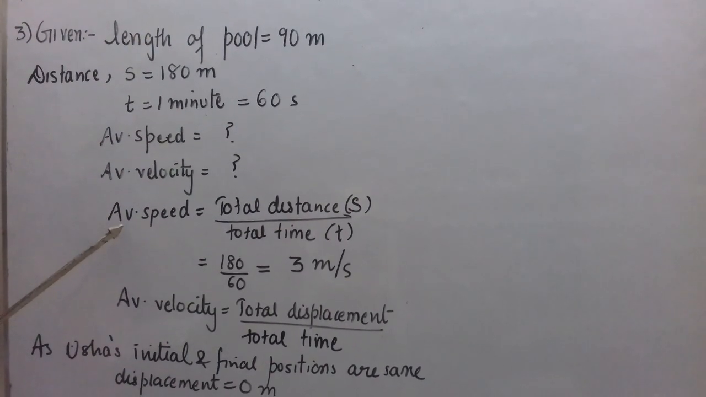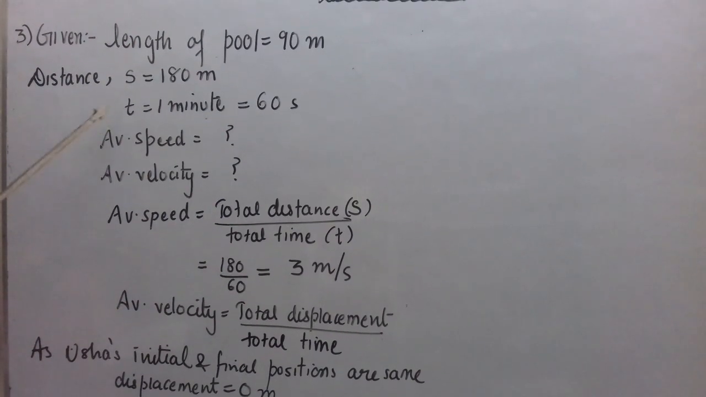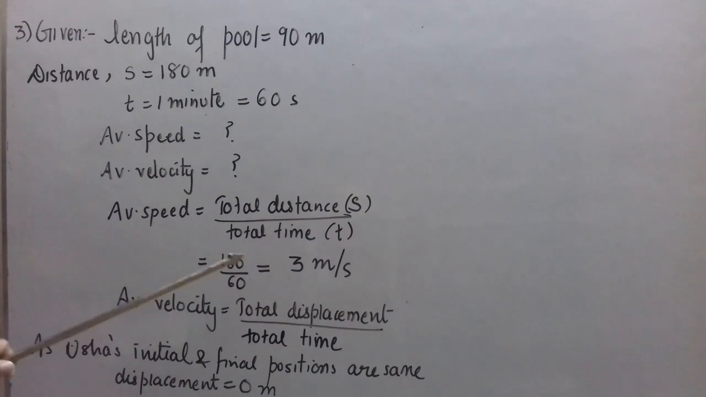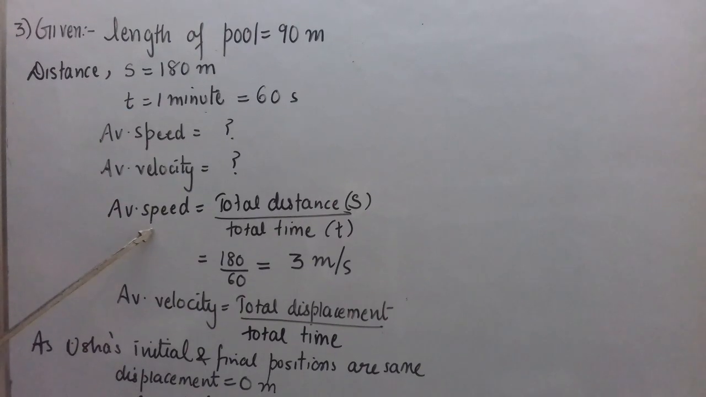Now we'll write the formula. Average speed is total distance upon total time, and as we have written here, it should be S upon T, 180 upon 60, that is 3 meter per second. This is Usha's average speed.